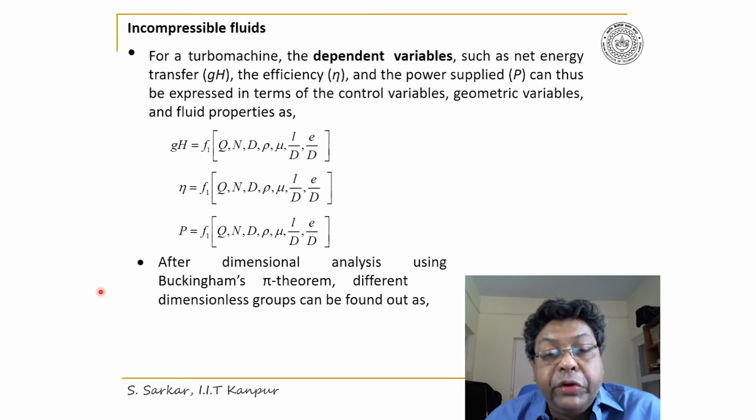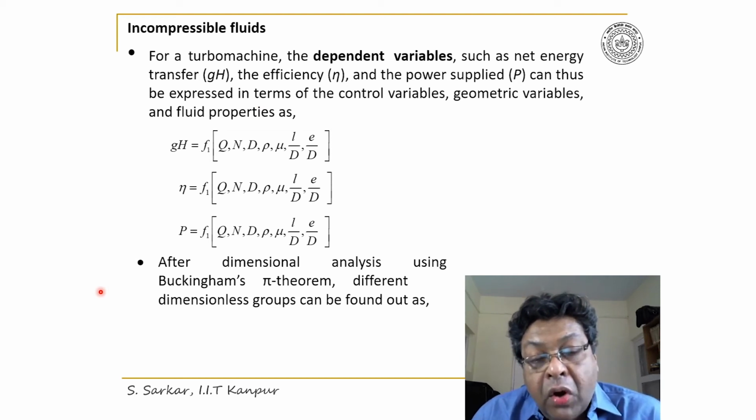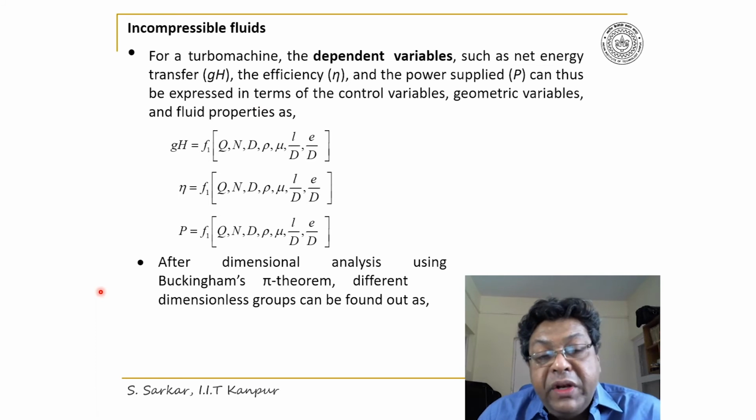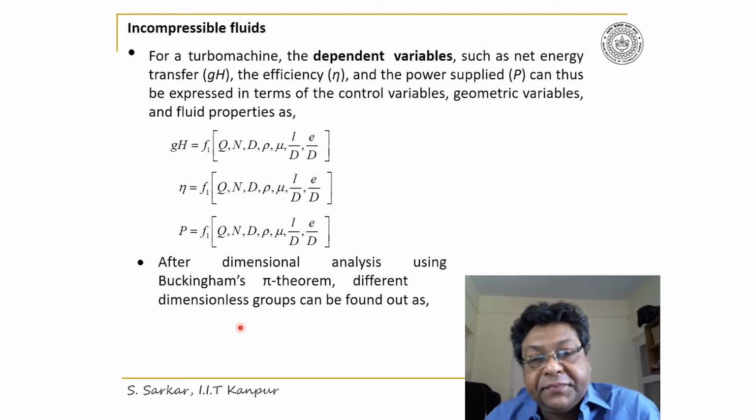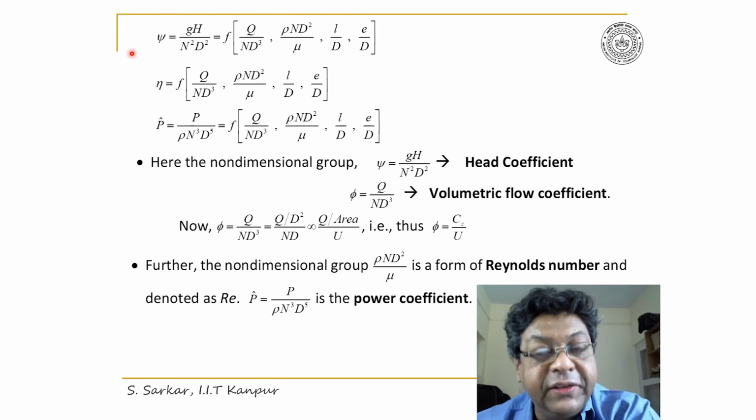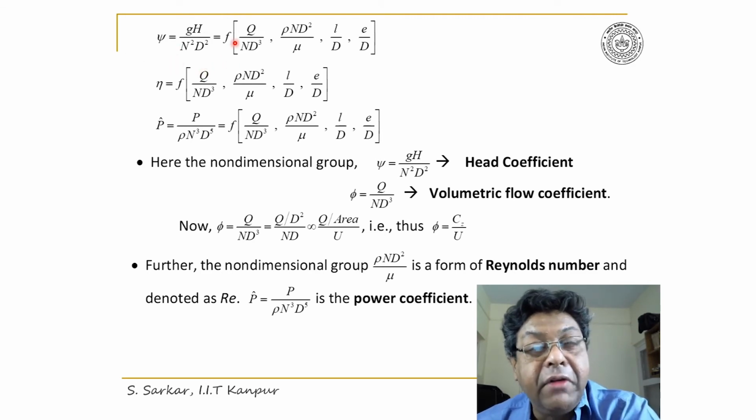Now after this, if we carry out the dimensional analysis following Buckingham pi theorem, the different non-dimensional groups can be established. Thus, after dimensional analysis, what we will get? Psi is equal to gH divided by N squared D squared, equal to a function of Q by N D cubed, rho N D squared by mu, L by D, E by D. These are all non-dimensional groups.